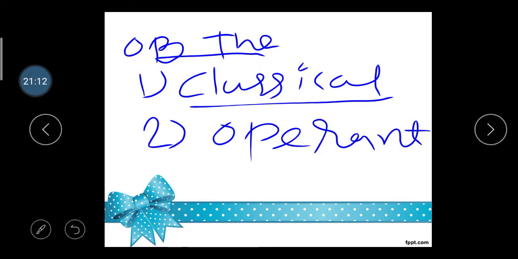Then, after that, extinction. It is an effective way of controlling undesirable behavior. A teacher ignores the naughty boys in the class, so it's considered extinction behavior. Then punishment, it is the exercise to prevent undesirable behavior.